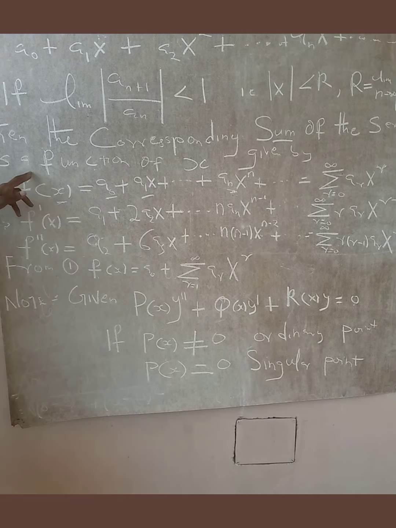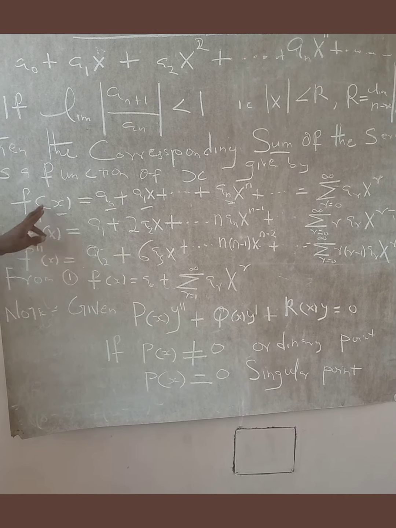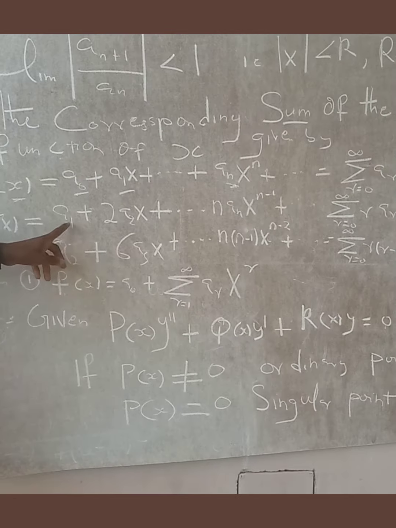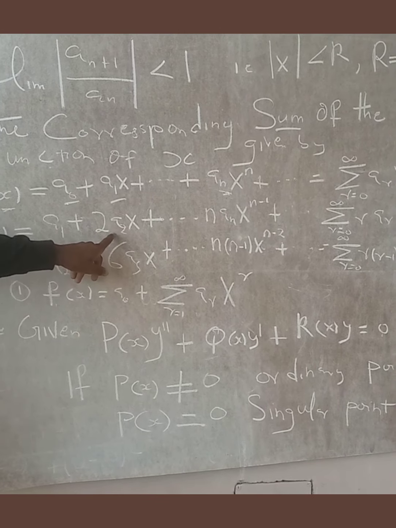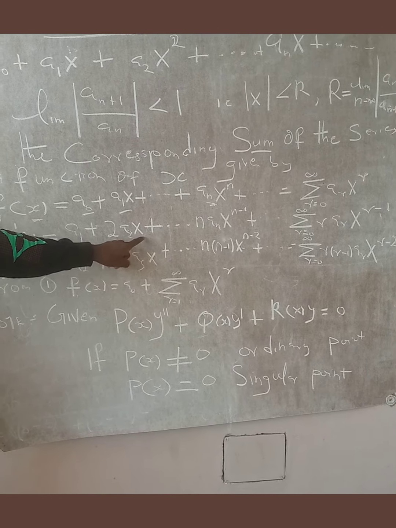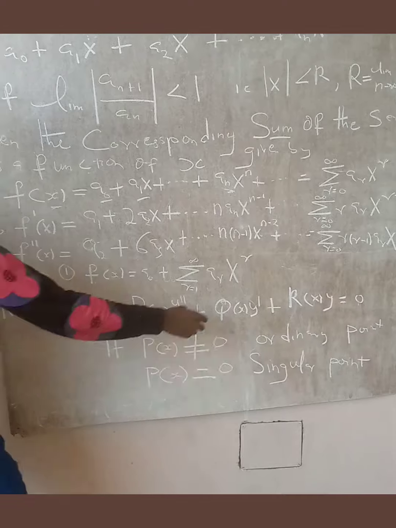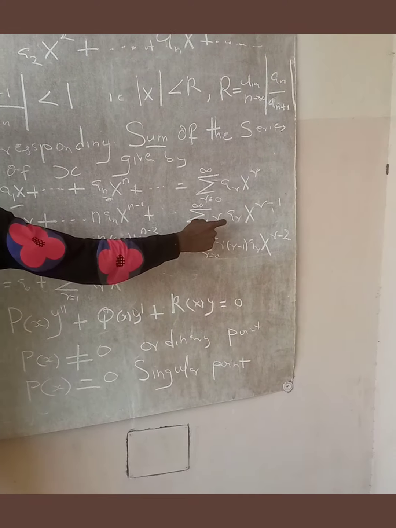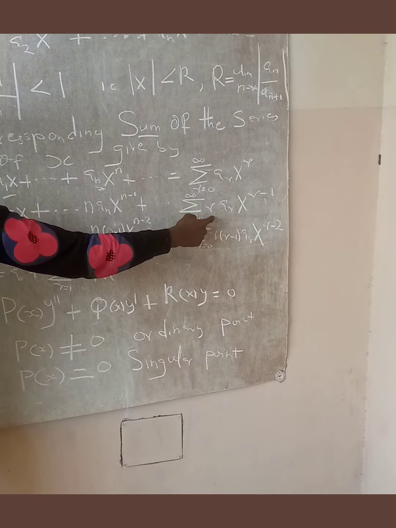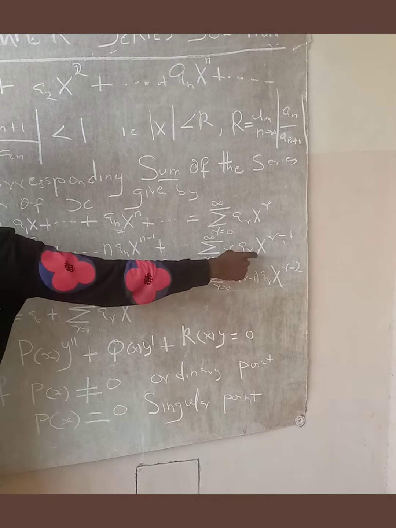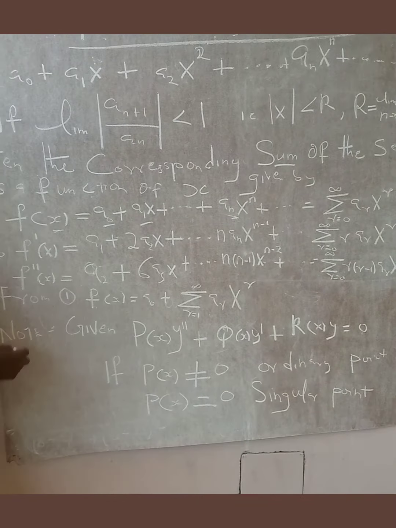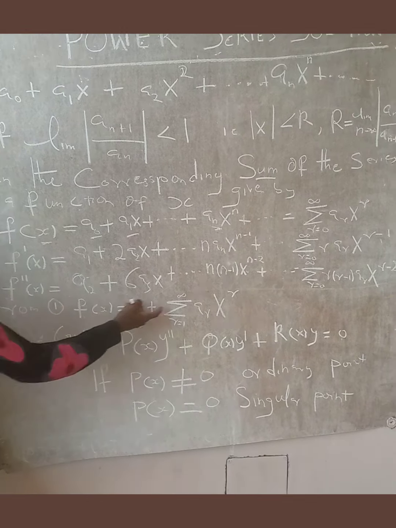And when we differentiate it the first time, that is f prime of x, we have a1 plus 2 a2 x, and keep on going like that. So you can see we've changed our sum to be over r. On differentiating this, we have the sum of r a_r x raised to power r minus 1. So also for f double prime of x, we apply the same thing.